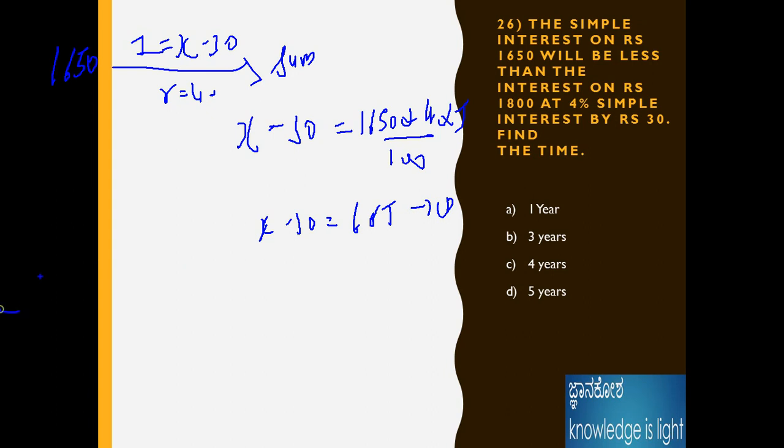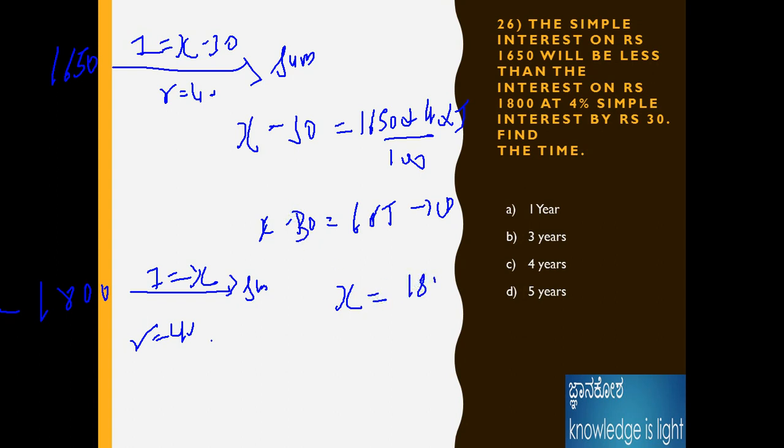Then the second one is 1800. I don't know the interest exactly, so I take the interest as X with respect to 4%, as well as the sum. Then X is equal to 1800 into 4 into T divided by 100. Therefore, X is coming as 72T. Then apply this equation to the first one.